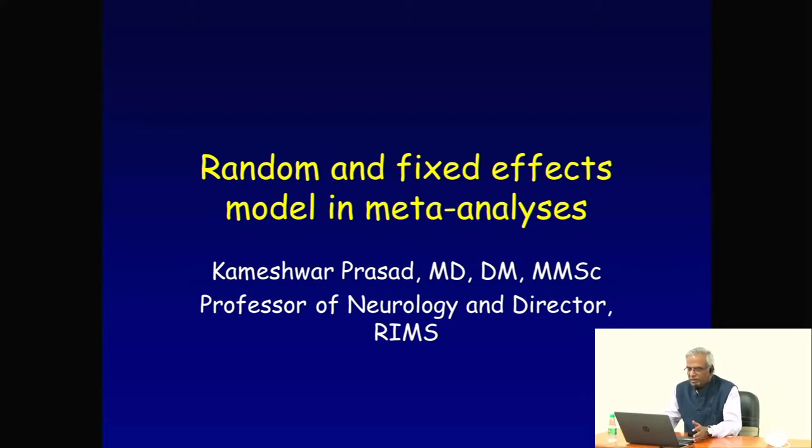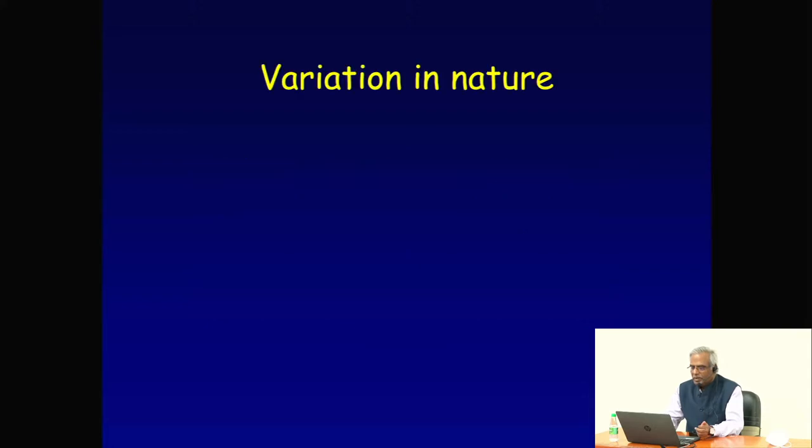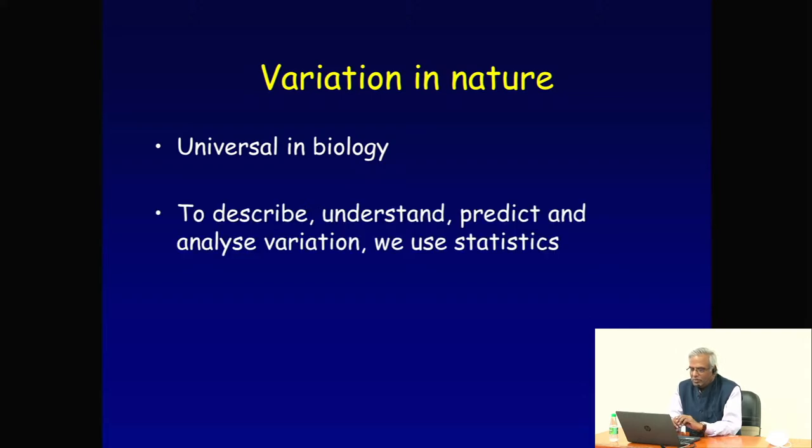So today I thought we should clarify some aspects of what is called random and fixed effects model in meta-analysis. We know that variation is widespread in nature. And it is no exaggeration to say that in the biology field, variation is universal. And to describe, understand, predict, and analyze variation, we use statistics.